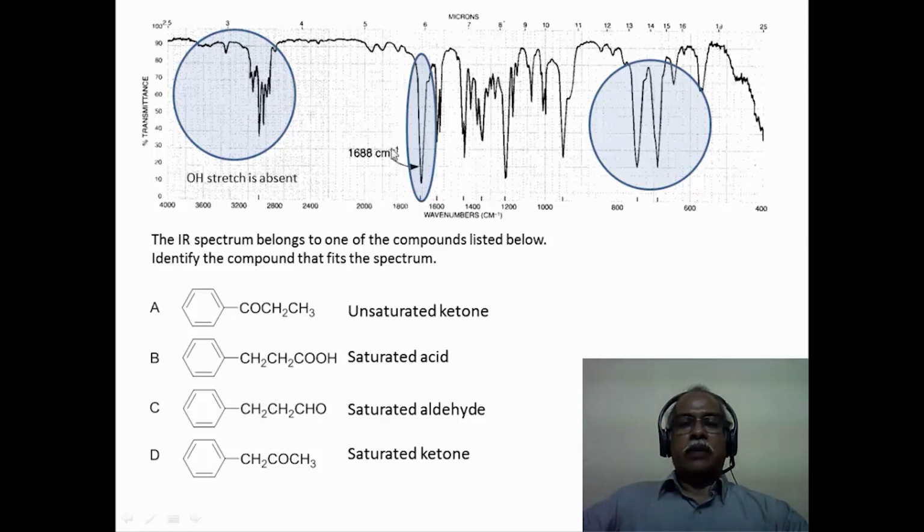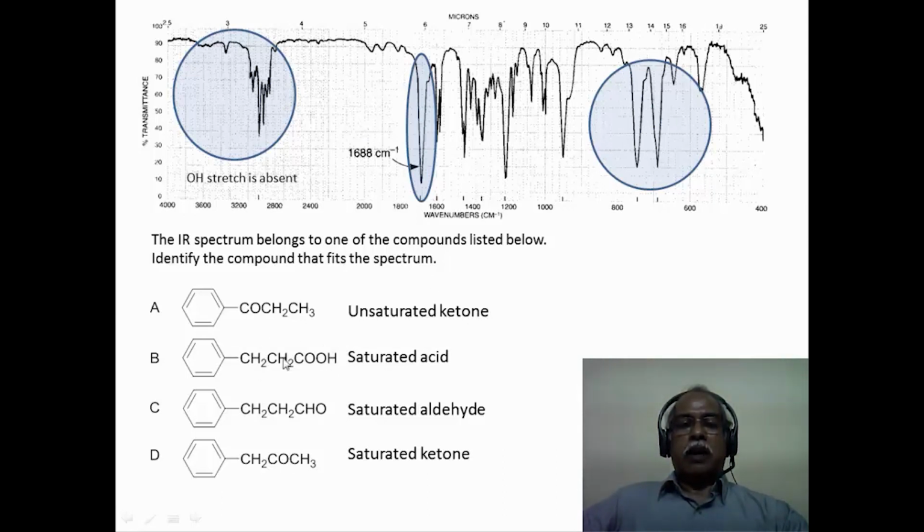Propiophenone has a frequency around 1688 because it is an alpha beta unsaturated ketone. Because it is a monosubstituted benzene derivative, it also has the out of plane bending modes, which are coming in this particular region. So these are the most prominent observations that one needs to make in order to distinguish this.